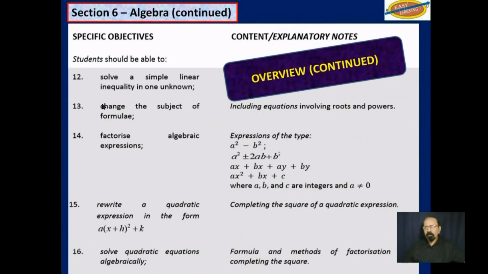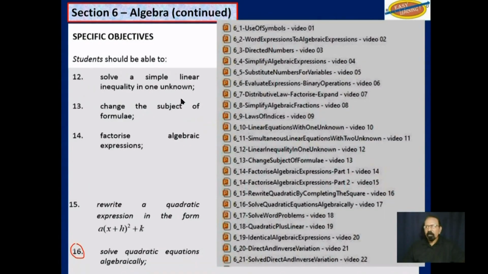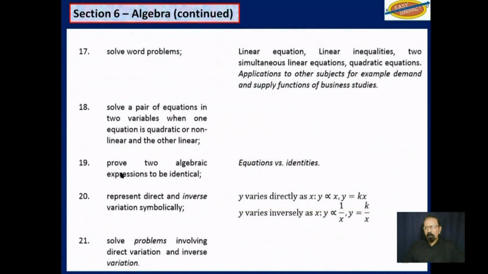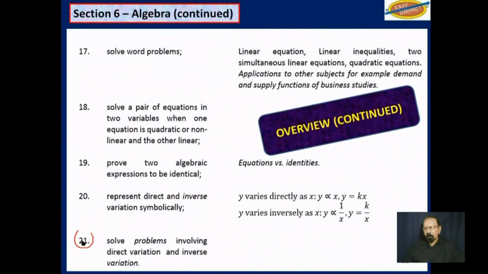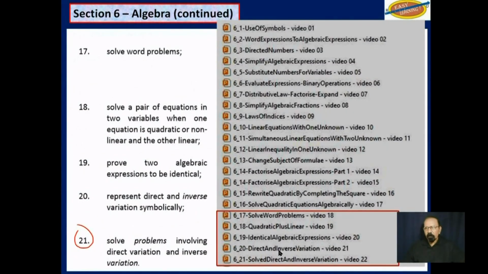And then we still have some more objectives up to 16. That will be from here. But note that objective 14 has been divided into 2 videos. So by the time we reach objective 16, we are at video 17. And the remaining objectives up to 21 will take us down to here. 22 videos. So here we are.